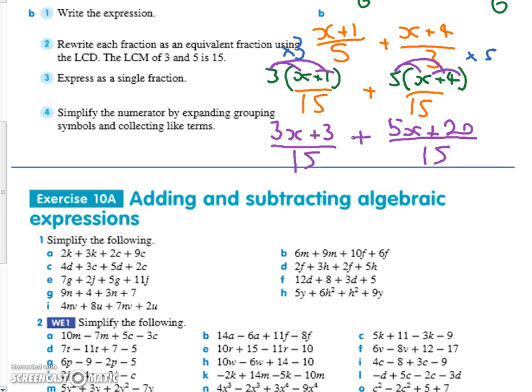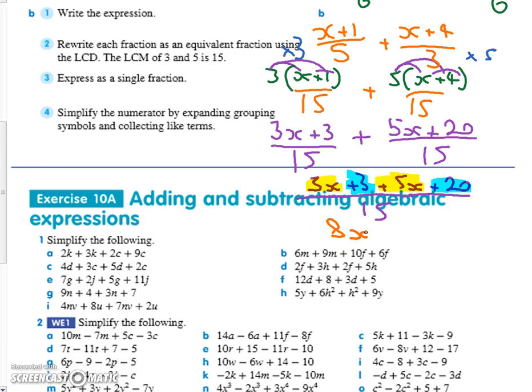Let's finish this. First step, before you do that, write it as 3x plus 3 plus 5x plus 20. Now collect your like terms. 3x, Kirby, 5x. What are your other like terms? 3 and 20. Good. What do you end up with?